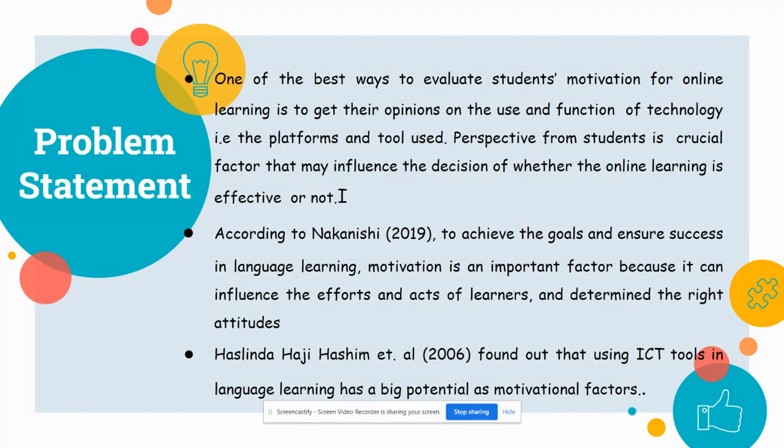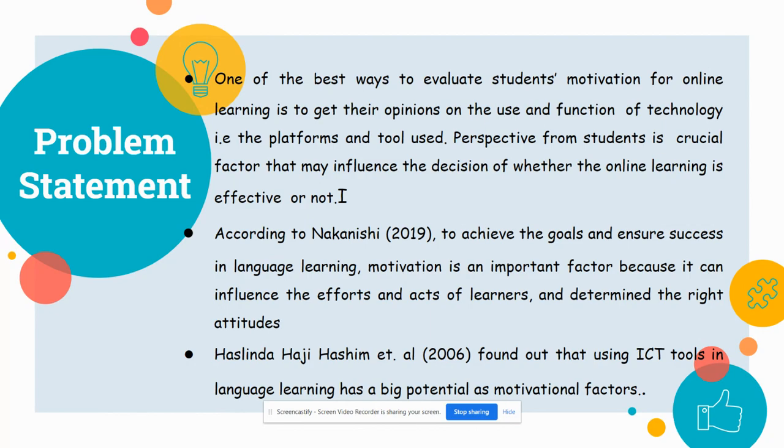Next is the problem statement. For the problem statement, I include one previous study by Nakanishi, which says that to achieve the goals and ensure success in language learning, motivation is an important factor because it can influence the effort and actions of the learners and determine the right attitudes. And this, I believe, is to ensure the effectiveness of online learning itself.